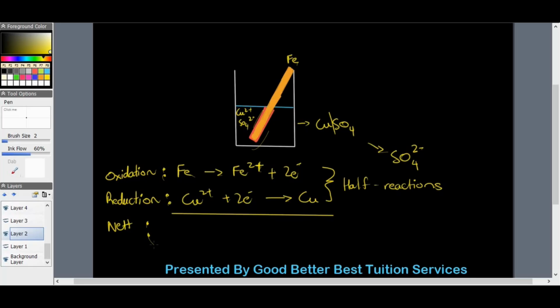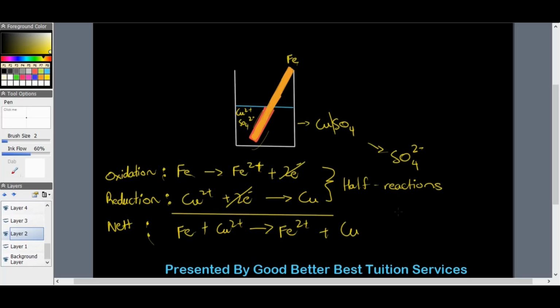If we must write a net reaction for this, the common factor over here is 2 electrons, so they will cancel out. So the substances I'm left with on the left hand side are iron metal plus the Cu2+ ion, which tends to the iron 2+ ion plus copper metal, which is just Cu.